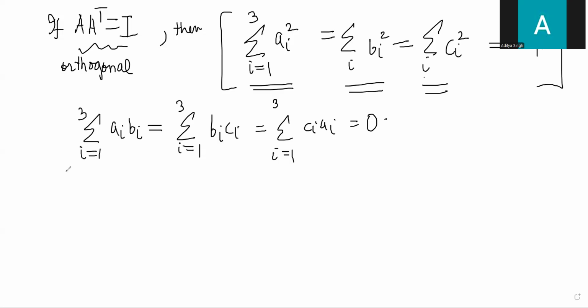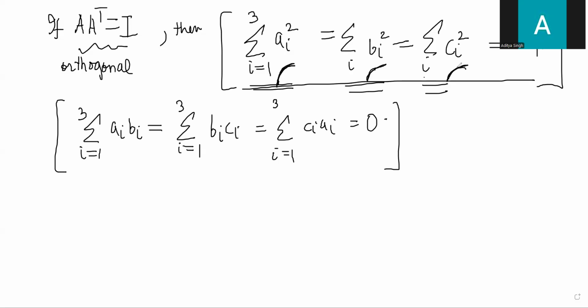So what happens from here is that you should remember this property for orthogonal, okay? This is like saying that the magnitude of the A vector and the B vector and the C vector are all 1.